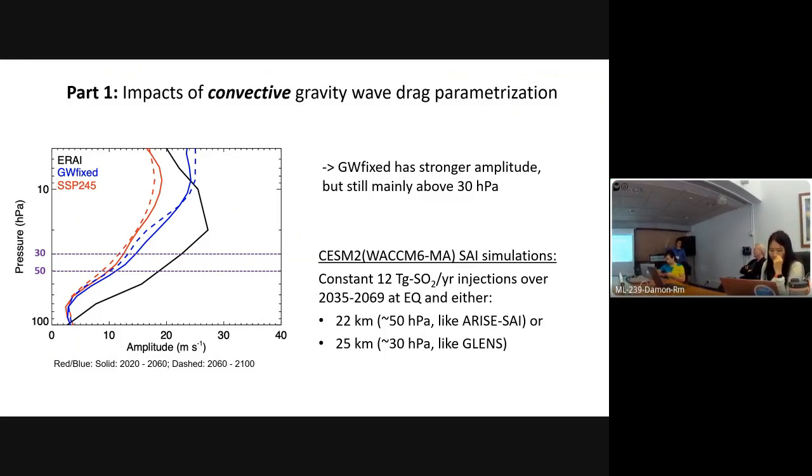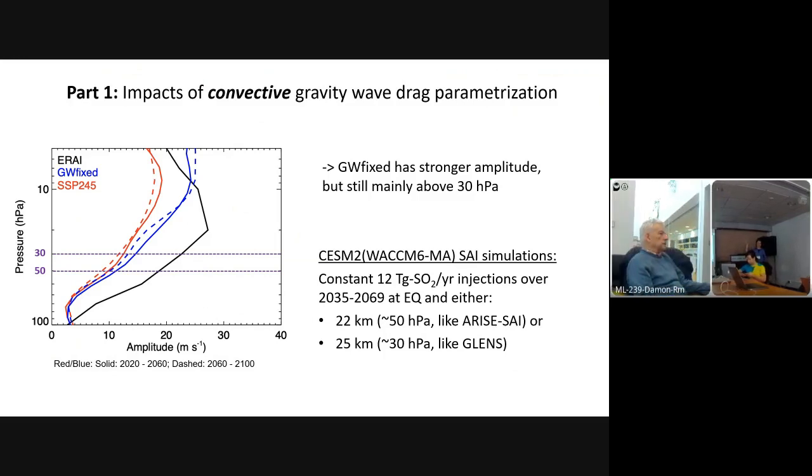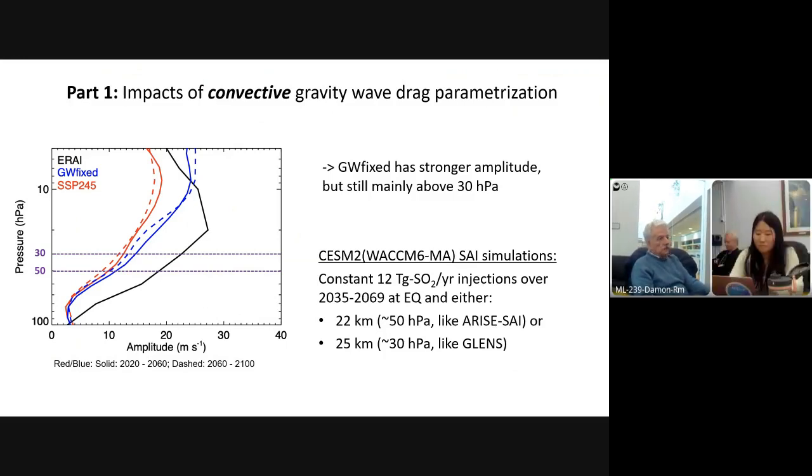So that's why we've done a sensitivity test where we injected at 25 kilometers. You cannot fix the QBO below 50 hectopascal. Oh yeah, I absolutely know that we need to use the 110 version to get the QBO, but you need to stick to 70 because that is what most of the geoengineering simulations use. So I fully acknowledge that we need the 110 layer version to look at the QBO.